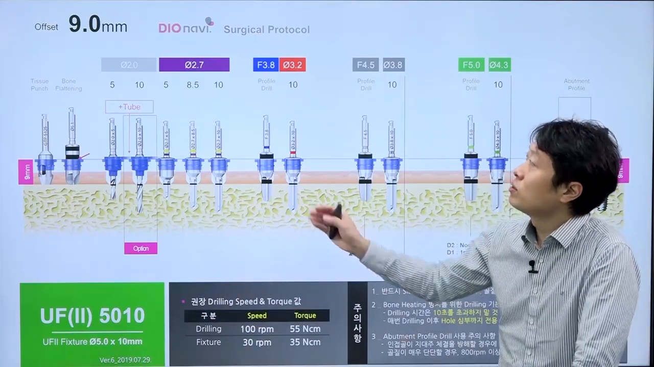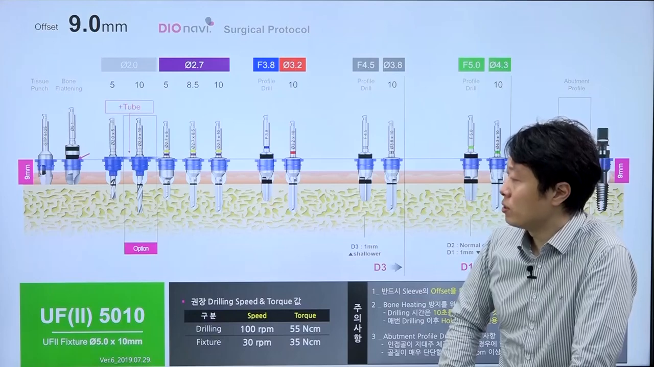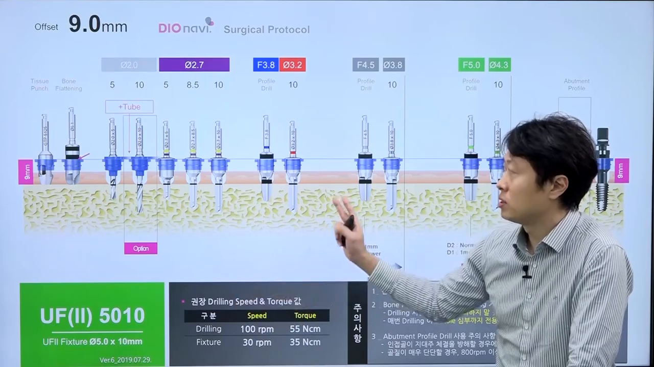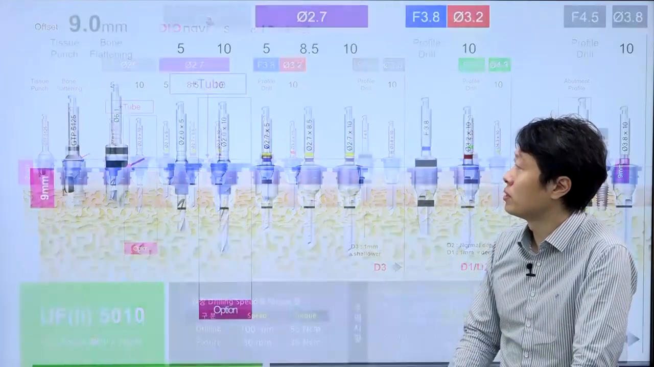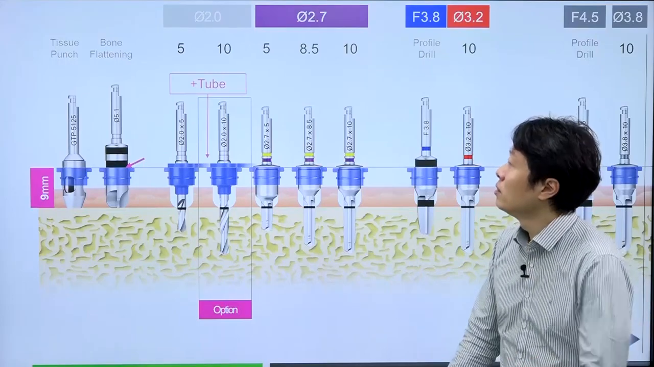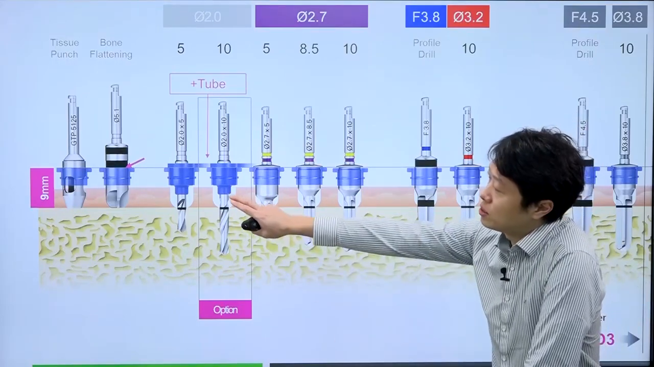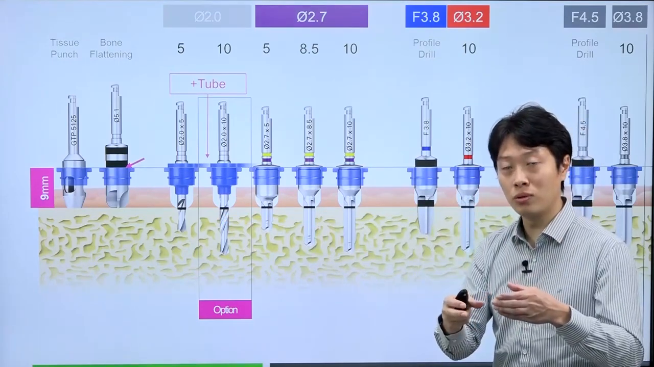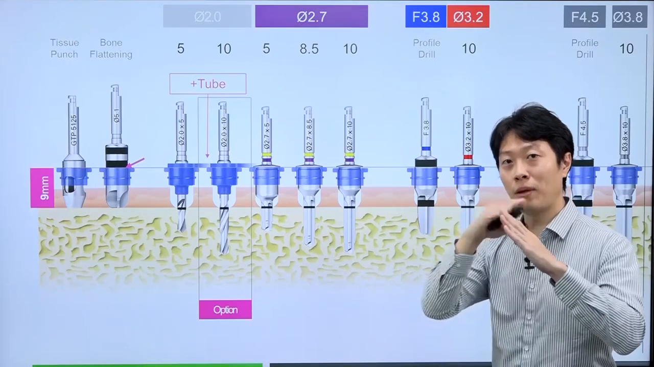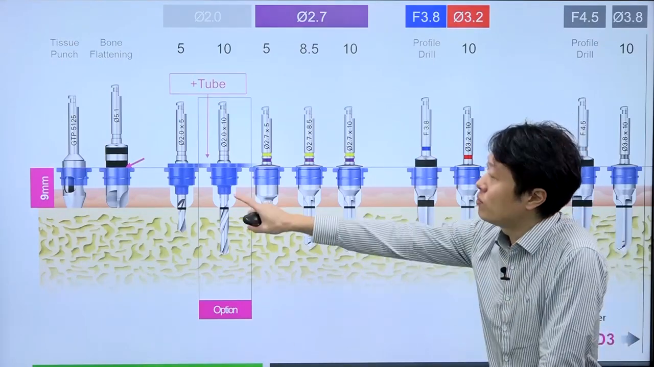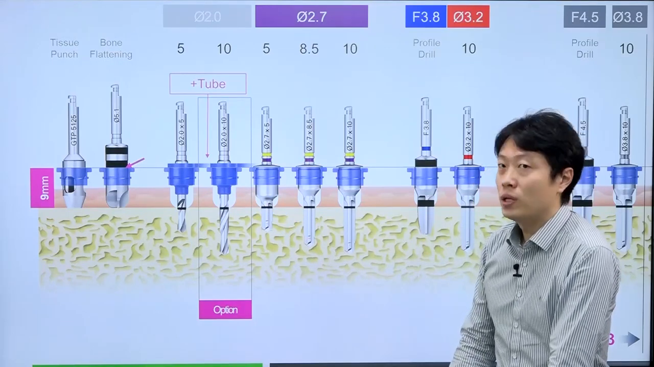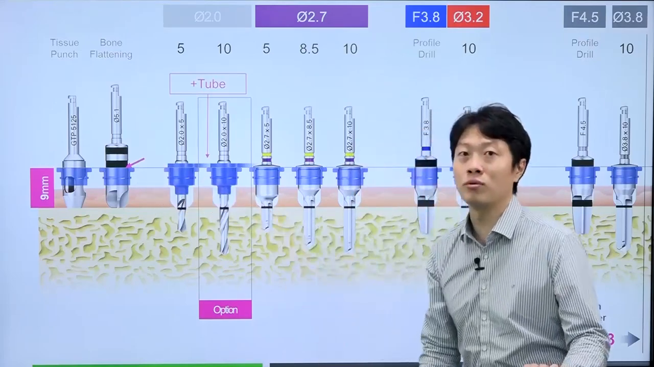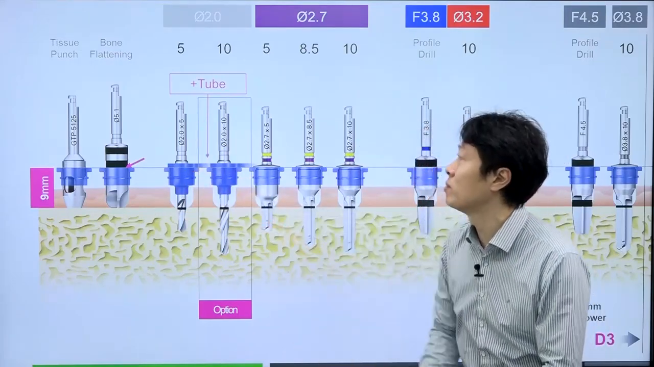In this case, the offset is indicated as 9 mm. The fixture scheduled for placement is a surgical protocol for placing a 5.0 by 10 mm fixture. Let's take a look one by one. As I said earlier, proceed first with the tissue punch. Punch a hole in the gingiva with the tissue punch and grind the pointy bone area with the bone flattening drill. Since it has a 9 mm offset, the lowest line of these two bands is the baseline. You can drill down to that line.